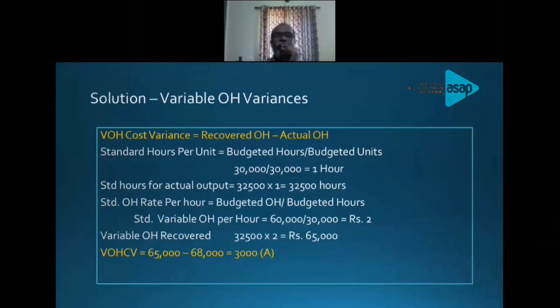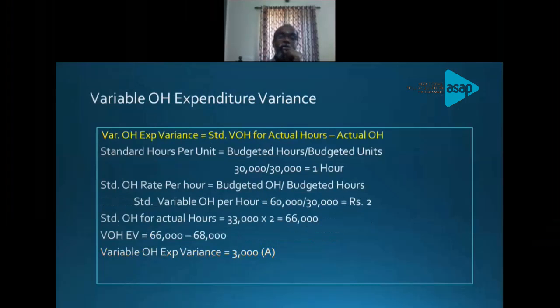Variable overhead expenditure variance is the next one. Variable overhead expenditure variance is standard variable overhead for actual hours minus actual overhead. Standard variable overhead for actual hours minus actual overhead. Actual overhead is readily given in our question.